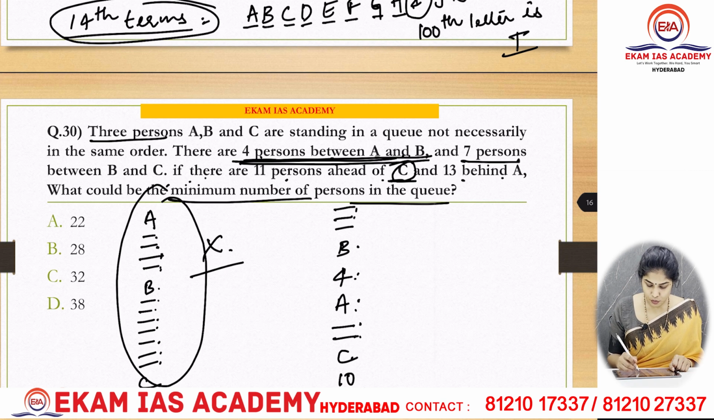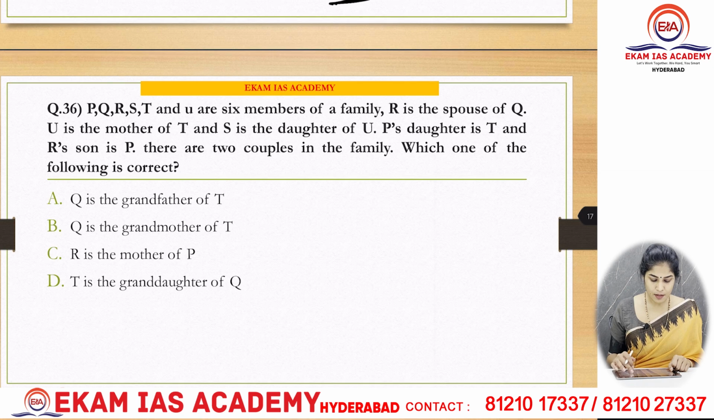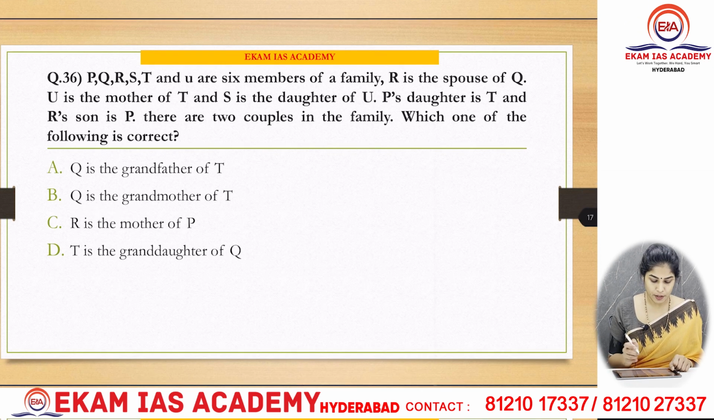Let's check. 1, 2, 3, 4. 4 plus 4, 8, 9, 10, 11, 12 and plus 10. It is 22. So the answer is 22. There is no option which is less than 22, so the option would be 22. Okay. Let's go to the next question.